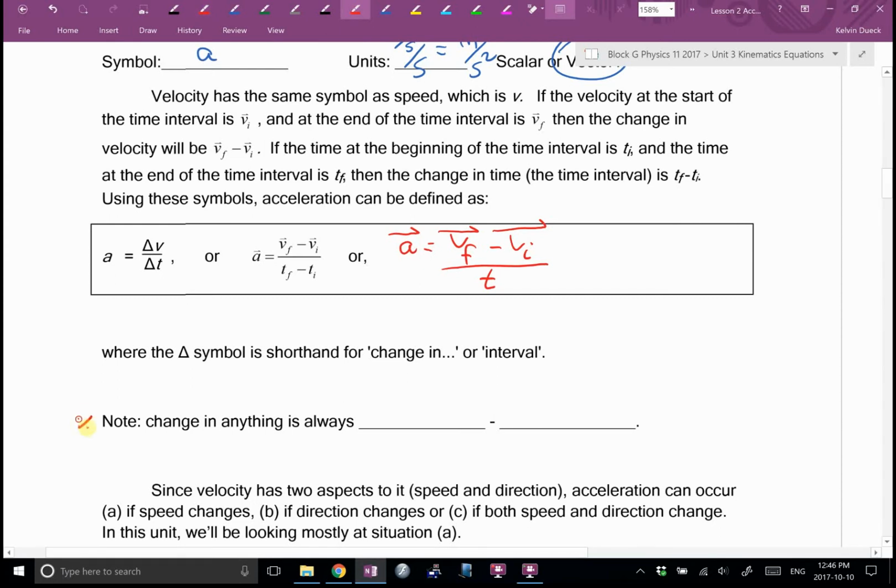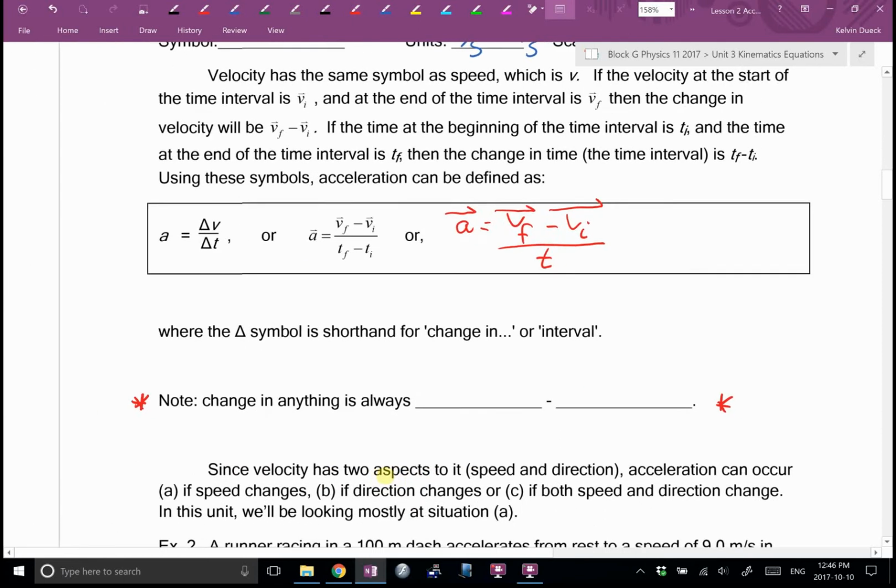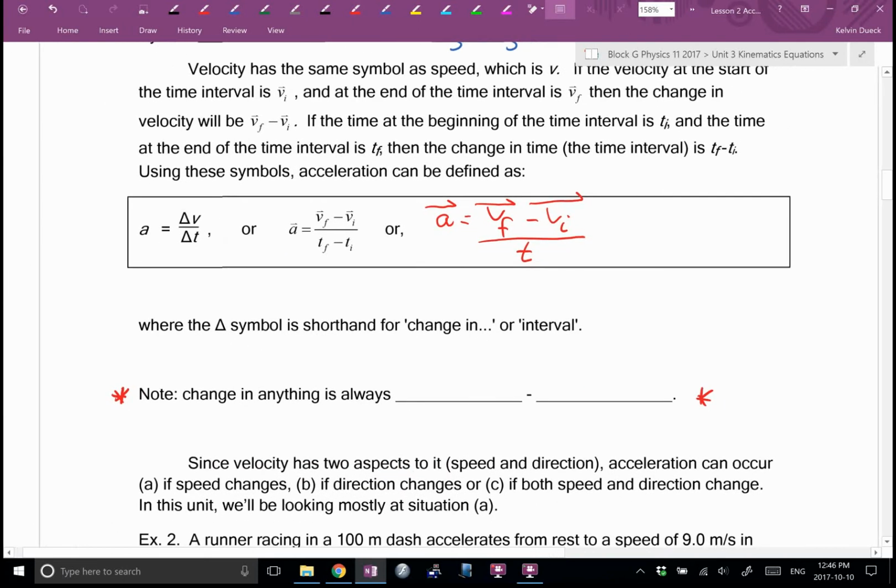Put a star next to this little note. This is going to become really important during the year. Change in anything is always final minus initial. That's going to be worth memorizing.